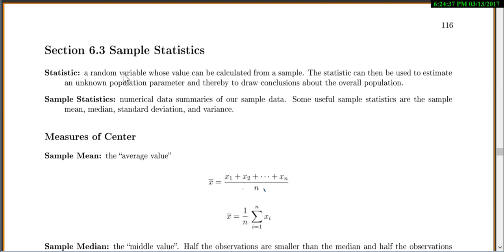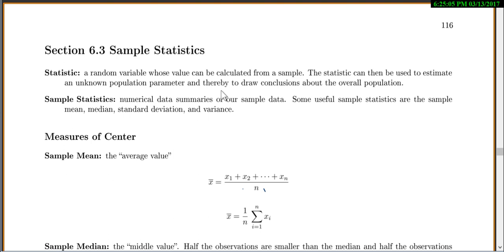So again, remember, a statistic is just some value we can calculate from the sample. Now our statistic is technically a random variable because we don't know what value we're going to get until we take our sample. So that's why I keep saying a random variable. But we'll use our statistic to estimate information about our population. Again, we're just going to reword it. A sample statistic then is some kind of numerical data summary of our sample data.